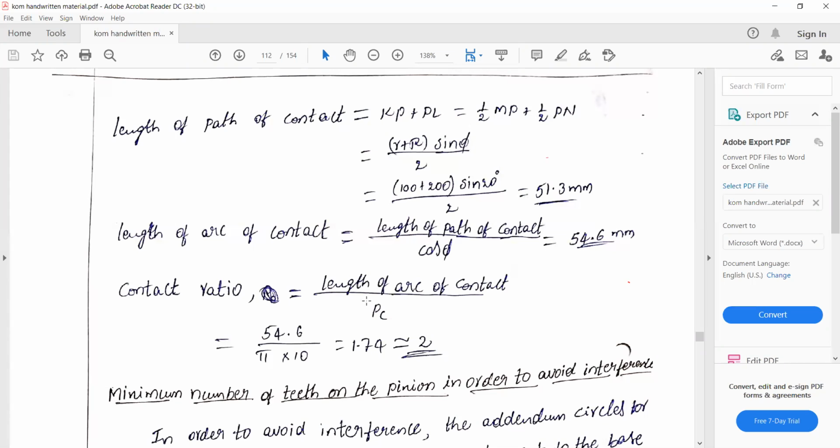Therefore, contact ratio equals arc of contact by circular pitch, and circular pitch is pi m. Substituting the values, the contact ratio arrives at nearly 2. Actually the value comes to 1.74, but it is equivalent to 2. That means 2 pairs of teeth are in contact. When the gear wheels are made to mesh, 2 pairs of teeth are in meshing. That is the contact ratio.